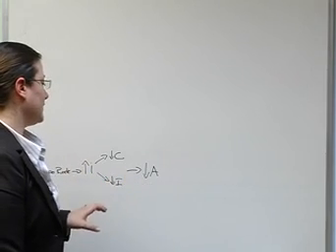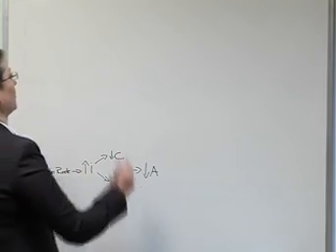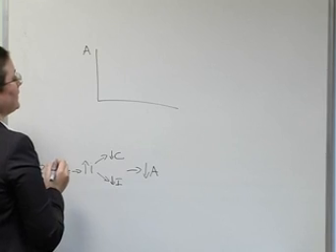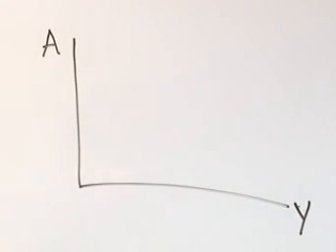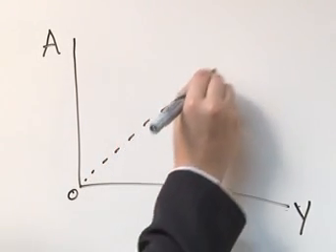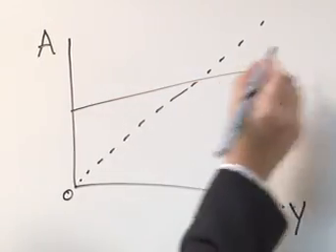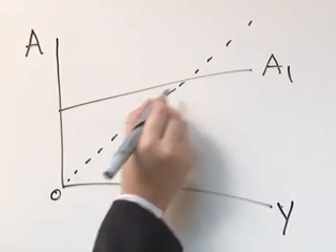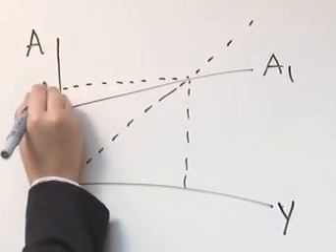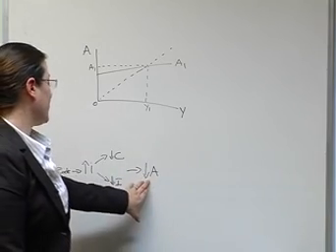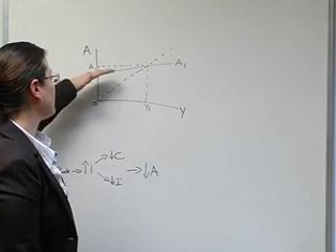We can look at this decline in aggregate spending using a simple Keynesian model. Aggregate spending is on your vertical axis, and total production and income will be on your horizontal axis. We need the 45-degree line to determine the equilibrium position where aggregate spending is equal to total production and income. We'll start with our initial position. When there's a decrease in aggregate spending, the aggregate spending curve will shift downwards.